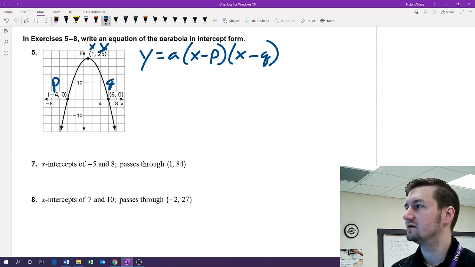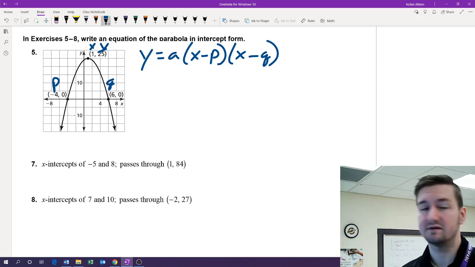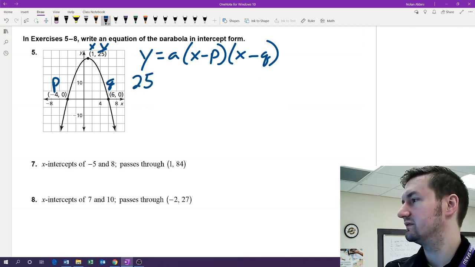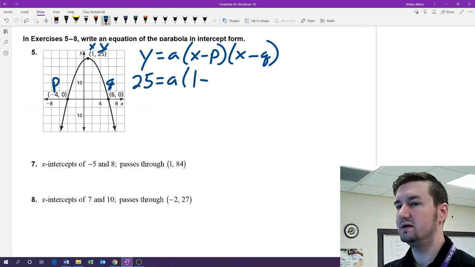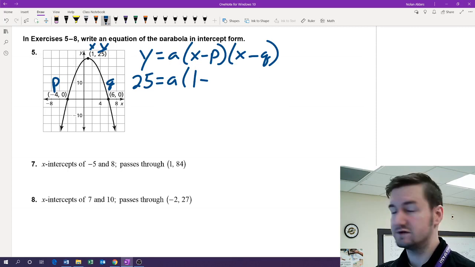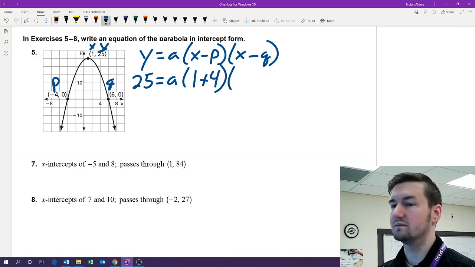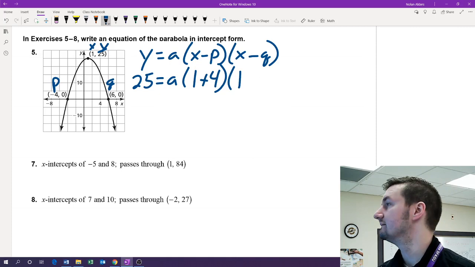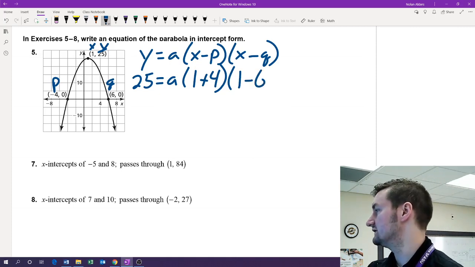So let's do kind of the same strategy here. Let's substitute everything in and try to solve for a. So our y is 25. You'll know what a is. X is 1. P is -4. So that's going to be minus -4, which really turns into a +4. And then x is 1 minus q, which is 6.